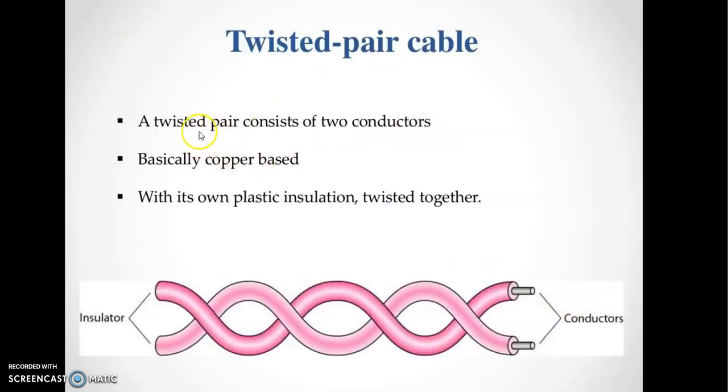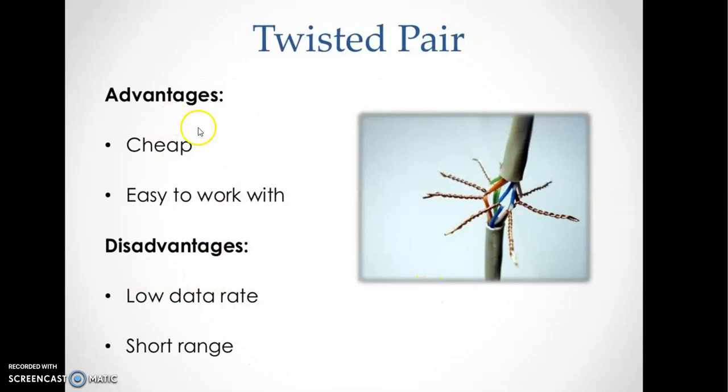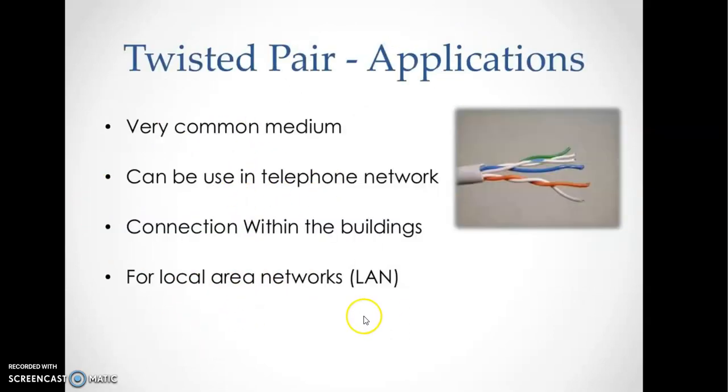Twisted pair consists of two conductors, basically copper based with plastic insulation, and twisting protects against crosstalk or interfering noise. One wire is used to carry the signal to the receiver, the second wire is used as a ground reference. For twisted pair, after receiving, the signal remains the same. Advantages: very cheap, easy to work with. Disadvantages: low data rate and short range.